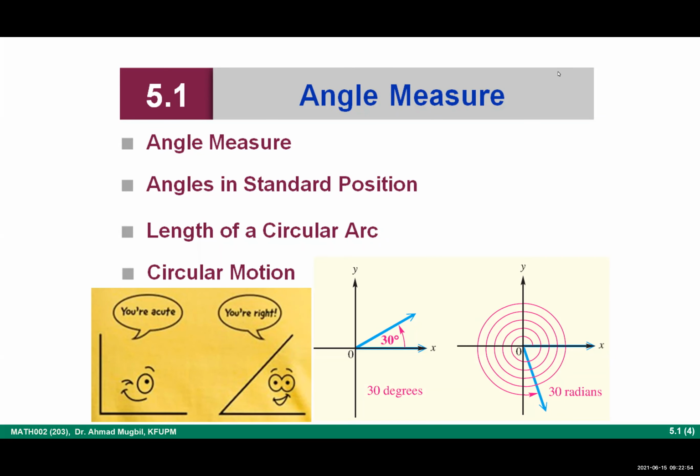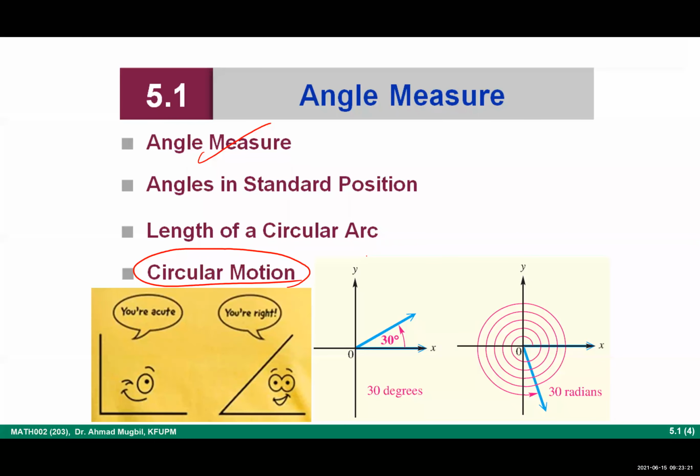In this section, as I told you, Shabab, chapter 5 is about trigonometric functions. But before that, this section is not about trigonometric functions. It is about the basics that you need to know before going to the next sections. So what are angles? What is an angle measure? How to have an angle in the standard position? How to find the length of a circular arc? And how to analyze and study circular motion, as we will see at the end.